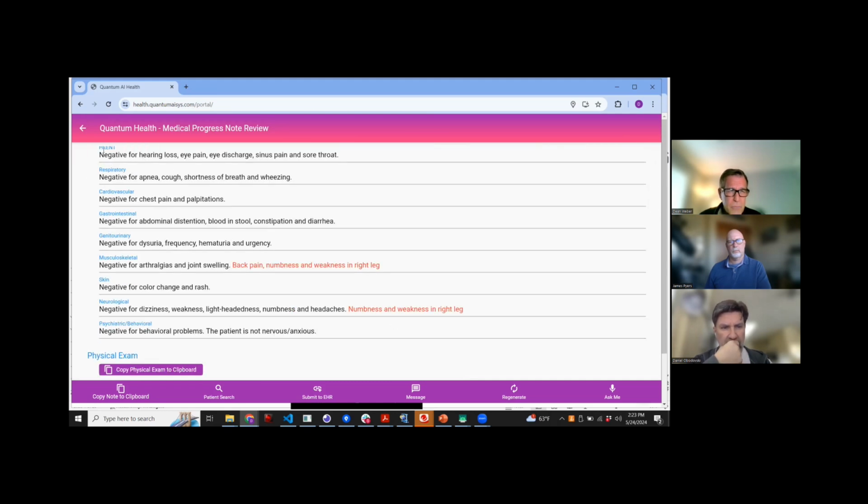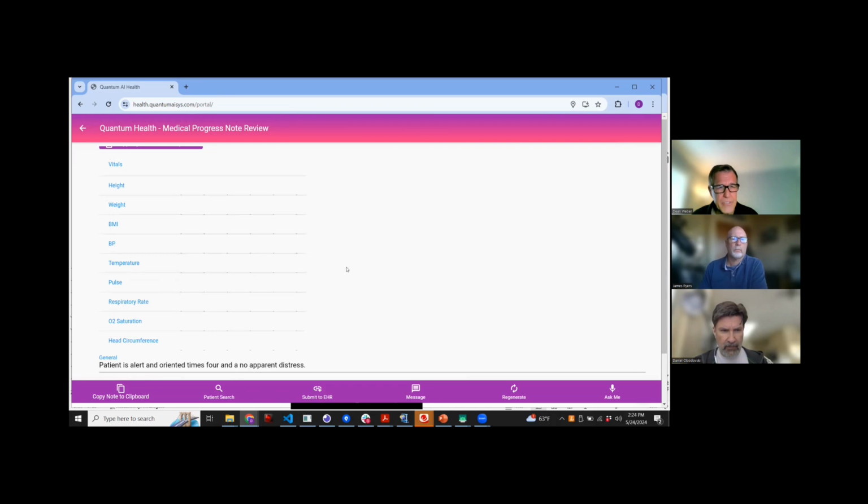So what's in black text here is the default template that the doctor has for back pain, for instance. But what's in red is the pertinent positives, which are outside the normal. So what's in red here for musculoskeletal is, it's normal with the exception of back pain, numbness, and weakness in the right leg. Neurologic, normal with numbness and weakness in the right leg.